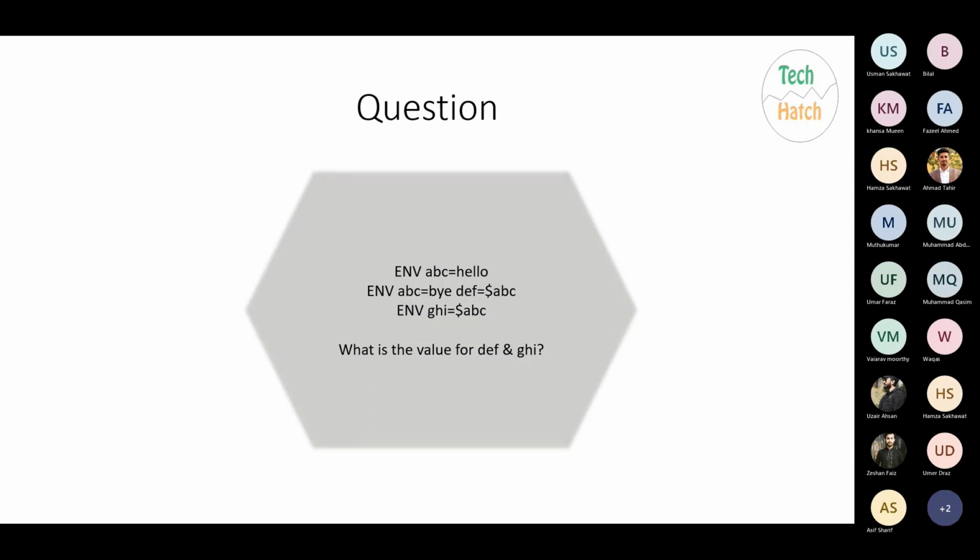Okay, so if I am assigning DEF ABC, then DEF will be having a value of hello, because the effect of this will be in our next instruction. Okay, this thing is very easy.